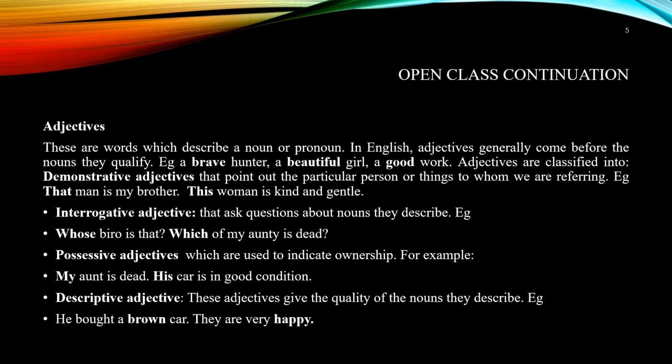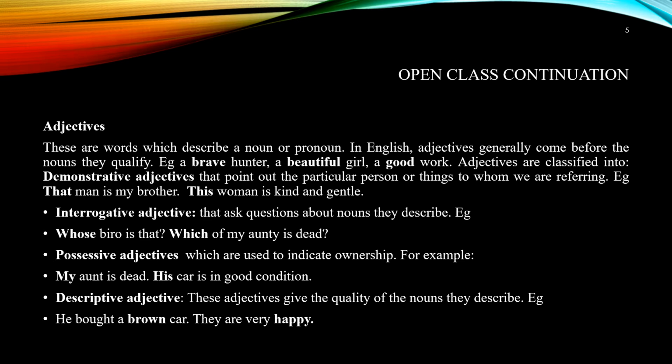Then the next member of open class system is an adjective. Adjectives class are words which are used to describe a noun or pronoun. In English, adjectives generally come before the nouns to qualify them. E.g., hunter is a noun, then we can have brave hunter. So brave there is an adjective that qualifies the noun. We also have girl as the noun, but we can have beautiful as an adjective that qualifies the word girl. So these are some of the examples.